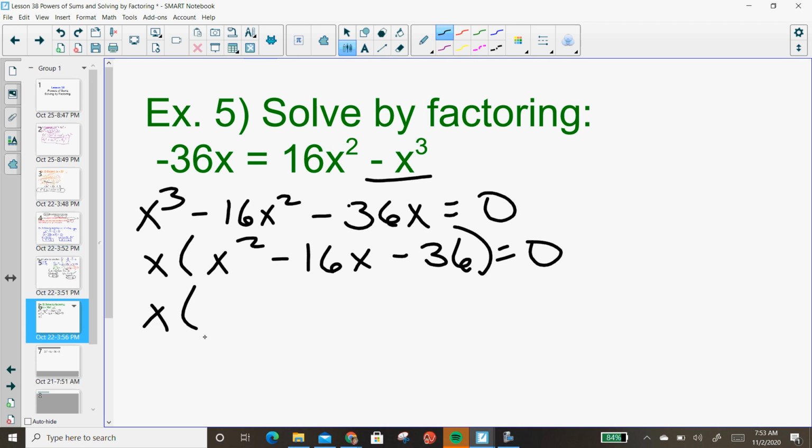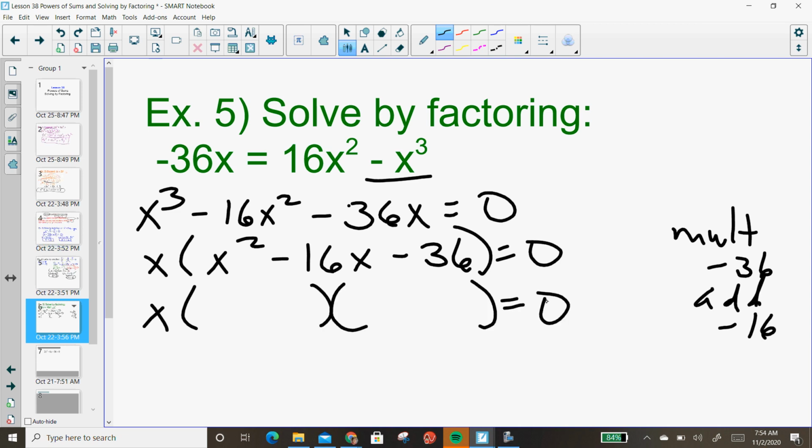Okay, again, we have one that we ought to be able to factor here. We need two things that multiply to be negative 36 and add to be negative 16. So we're going to have two parentheses. They're both going to start with x. So everybody in class, write down what you think those would be. Everybody at home, type it in the chat. Wait to hit enter.